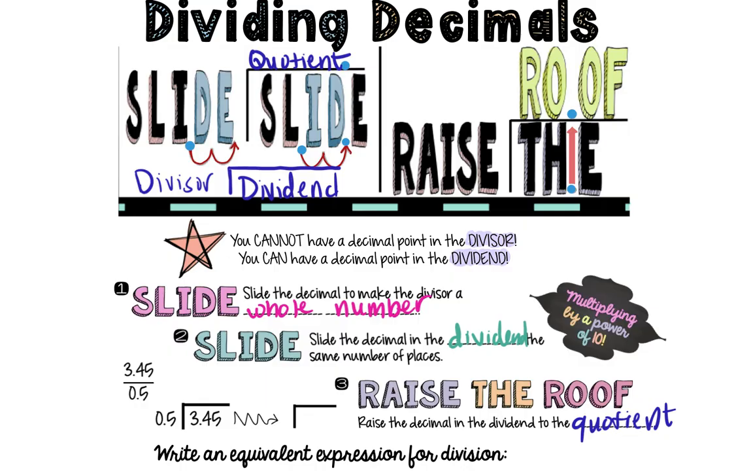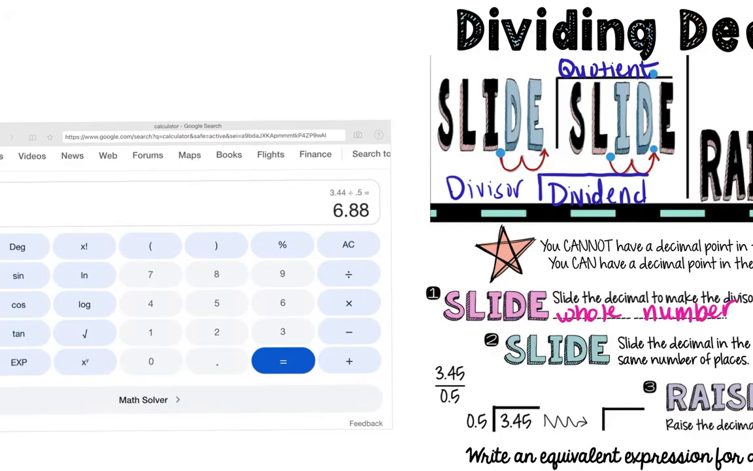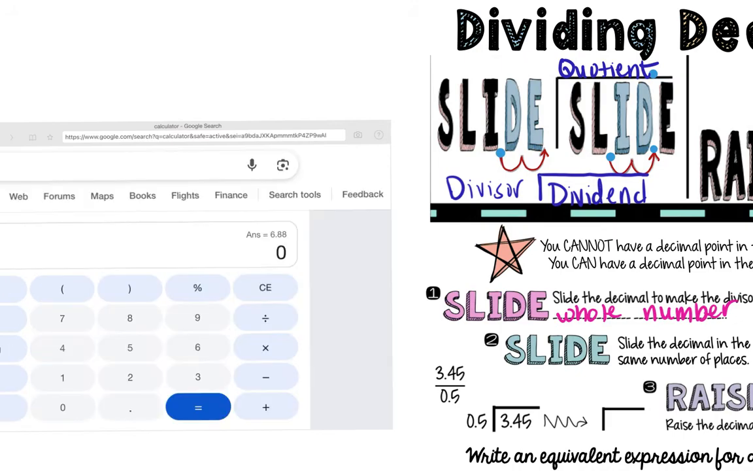But before I do that, let's just do the division problem as 3.45 divided by 0.5, and we're going to use a calculator to do this. So I'm going to do 3.45 divided by 0.5. And I get 6.9. Okay, so that is 6.9.